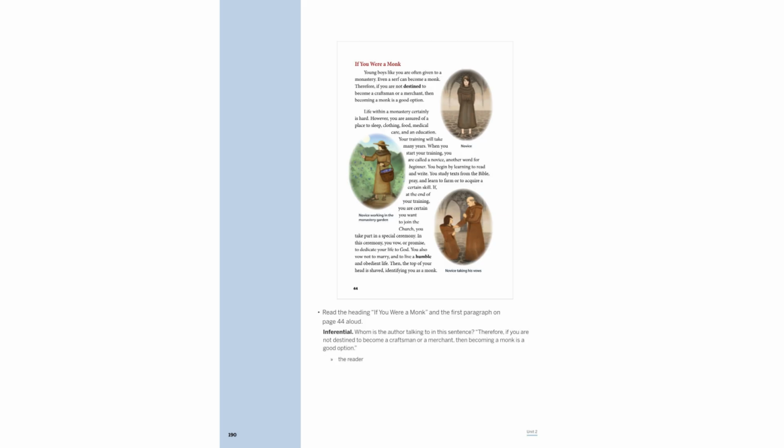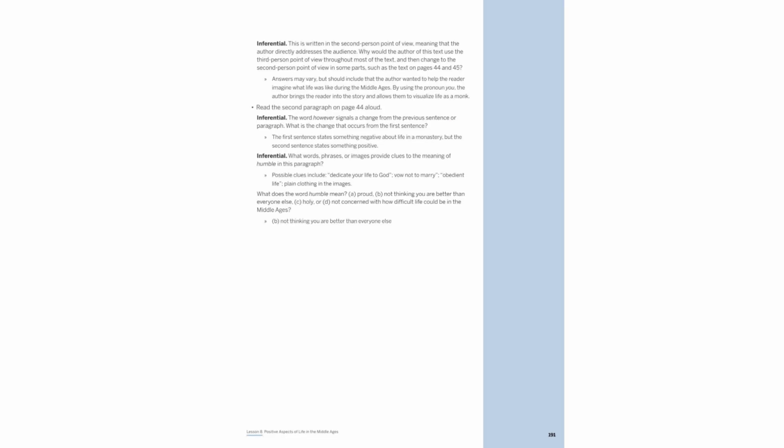Training as a novice involves reading, writing, and skill acquisition. Upon completion, a ceremony marks the commitment to God, celibacy, and humility, symbolized by a shaved head. The author uses the second-person point of view to immerse readers in the Middle Ages, helping them visualize life as a monk. This perspective shift allows readers to experience the challenges and rewards of monastic life, contrasting the hardships with the security and education provided.